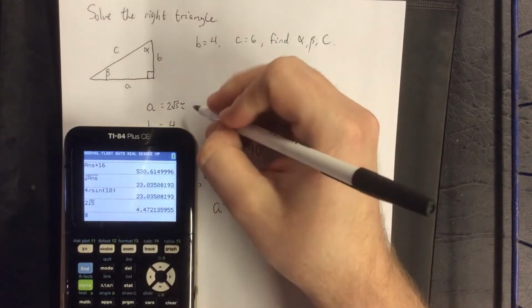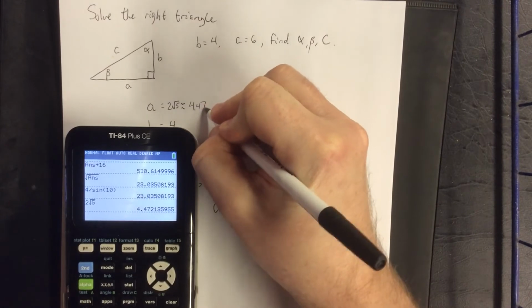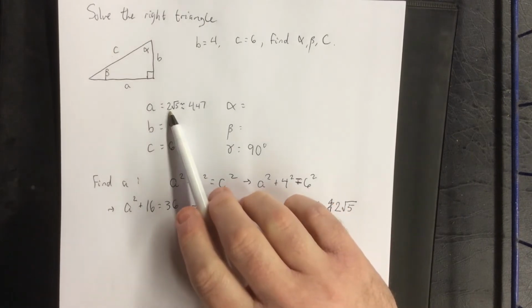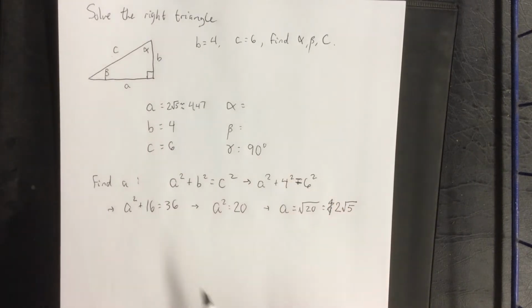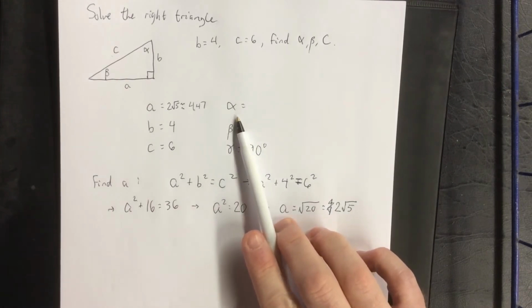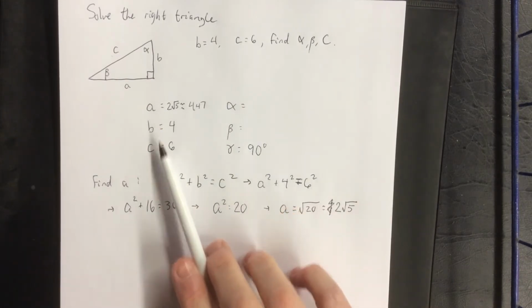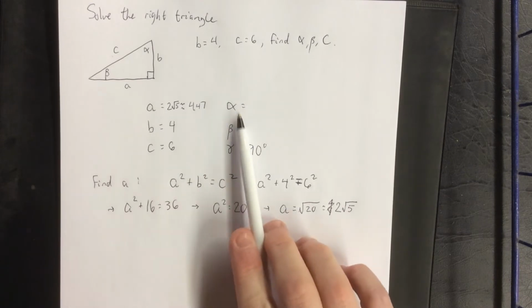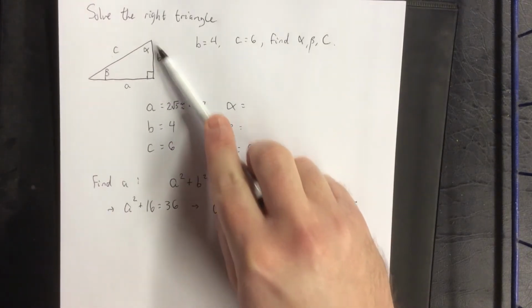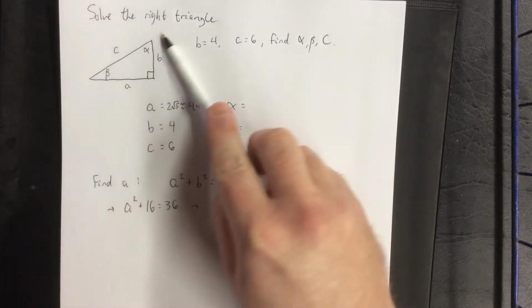Rounding that at the second decimal place, I would call that about 4.47. But if you need to reuse A in any calculations, I would recommend sincerely that you go back to the exact version. Now, as far as finding angles is concerned, I would really like to try to relate these angles to B and C. For example, if I'm interested in solving for alpha, from the perspective of alpha, B would be the adjacent side, C would be the hypotenuse.